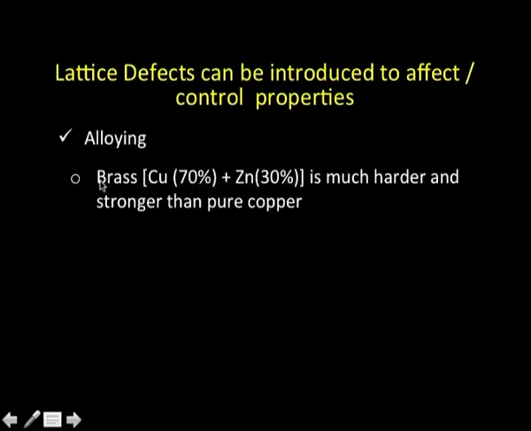So, that means this brass happens to be much harder and stronger than the pure copper there. So, that means if I want to alter this property, the hardness of the metal here, I can alloy it with zinc here and get brass. So, that is, we are trying to introduce some kind of an impurity or imperfection from outside and try to alter the property of the material there.